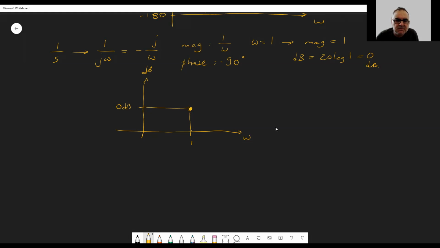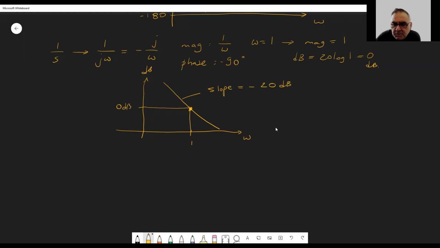Now, what is the slope of that magnitude going to be? As we said, it is going to be minus 1 as omega goes up. So in terms of dB, it will be minus 20 dBs. It will be like this. Slope will be minus 20 dBs.